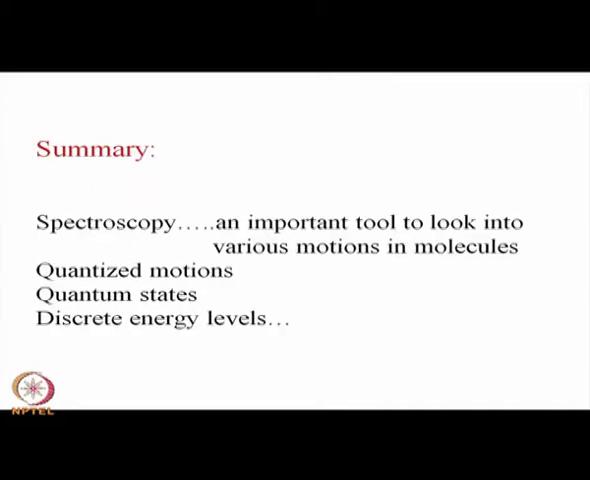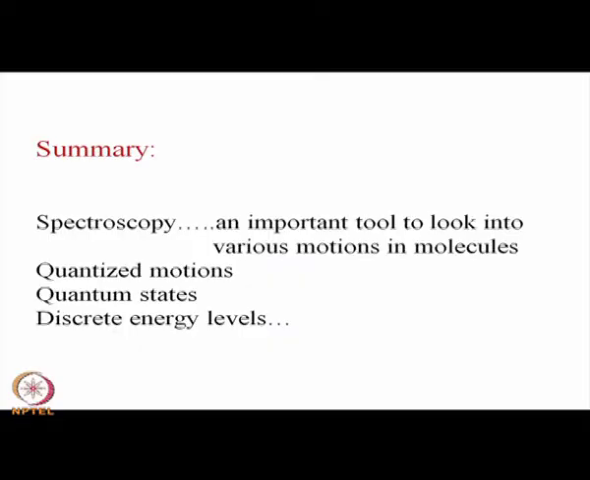So, what have we learned in this particular class? Let us try to summarize. Spectroscopy is a very important tool to look into various motions of molecules. Molecular systems are associated with quantum states, discrete energy levels, and these discrete levels are associated with various motions, maybe electronic motion, rotational motion, or vibrational motion.